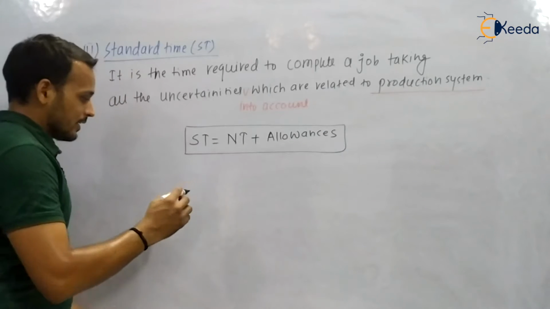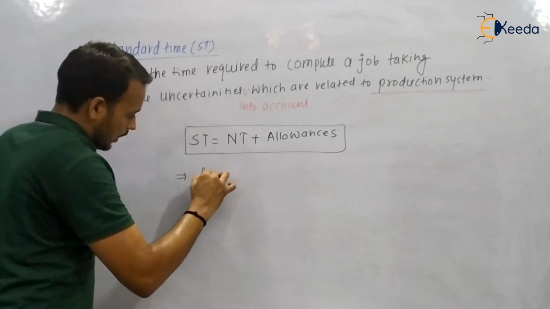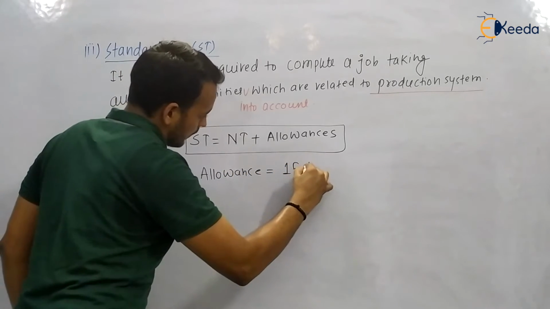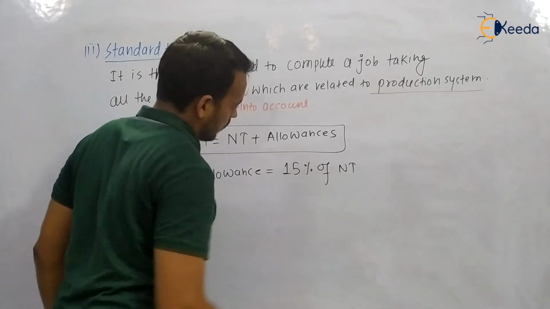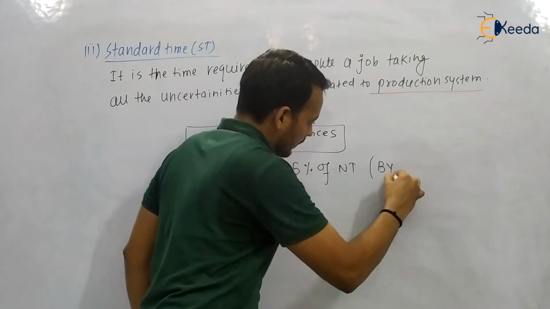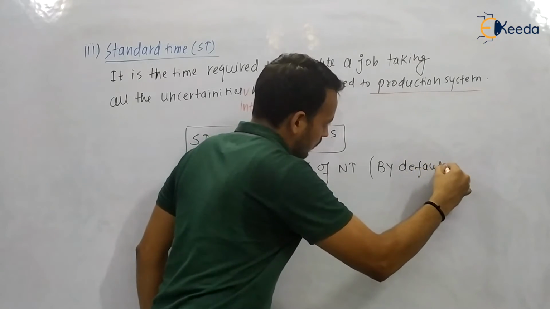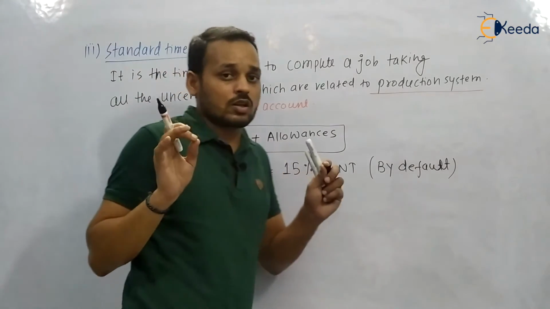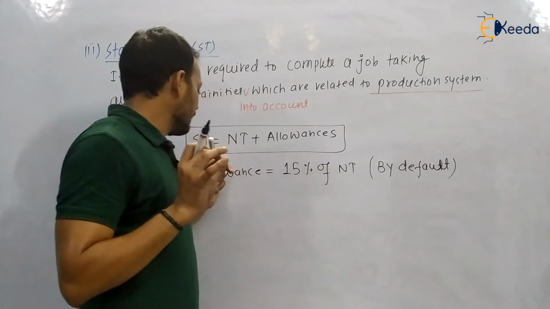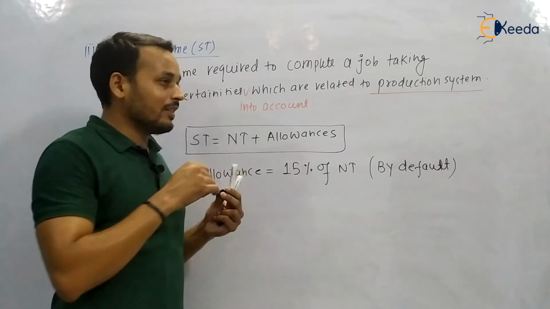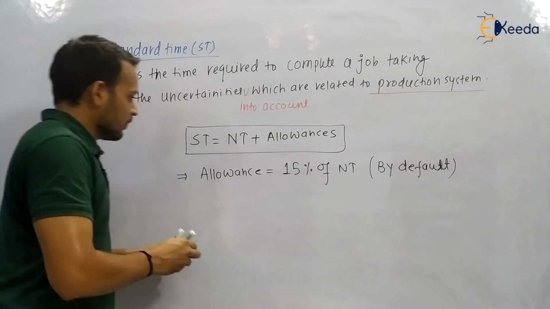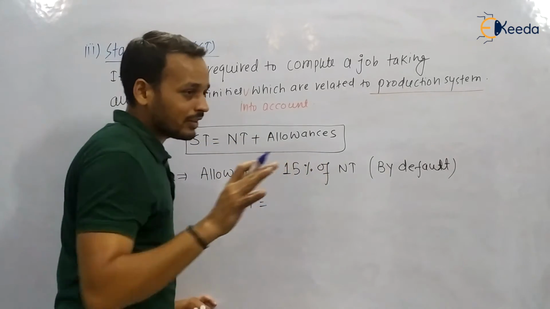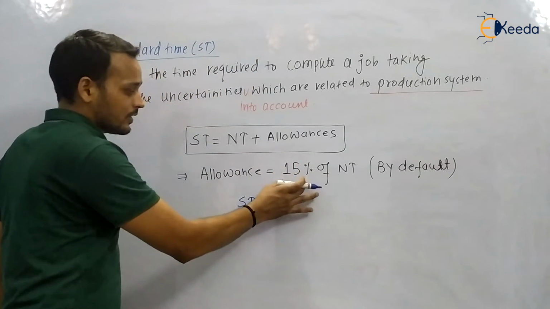So we can say that allowance is equal to 15% of normal time, by default. If nothing is given, then you will take it. If in the question no allowance is given and they are asking you the standard time, suppose normal time is given and they are asking you the standard time, what you have to do is standard time equals normal time plus allowance, and it is by default 15%. If they have given the data that take 10%, then it's okay. If nothing is given, then take 15%.